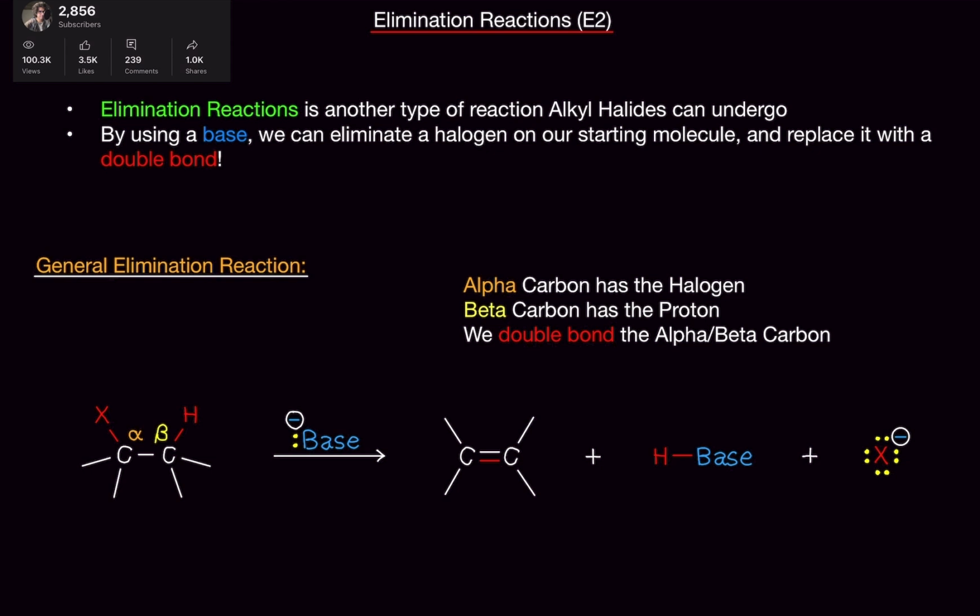But the big question in this entire video is, where do we put the double bond? And I promise you, I made it so easy, okay? But we need to get over the basics first. So what do we do? What am I talking about? Elimination reactions, E2 in specific: we're using a base, and the base eliminates the halogen in our molecule and replaces it with a double bond. Okay, but how do we do this?